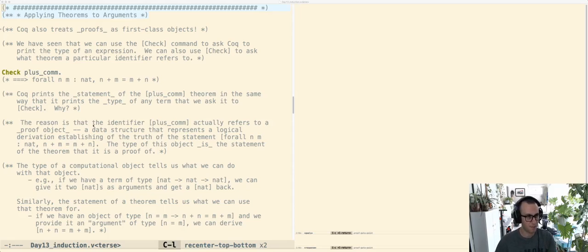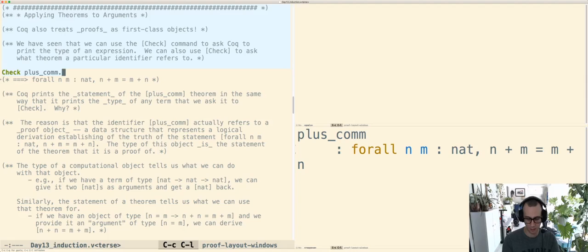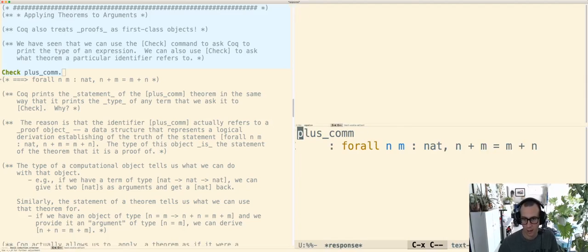So let's look at the type of plus_comm real quick, just to get a sense for why this might be. There we go. It's a little big. So plus_comm is a lemma that we have up top. It says that plus is commutative. It's a useful thing for any arithmetic reasoning.